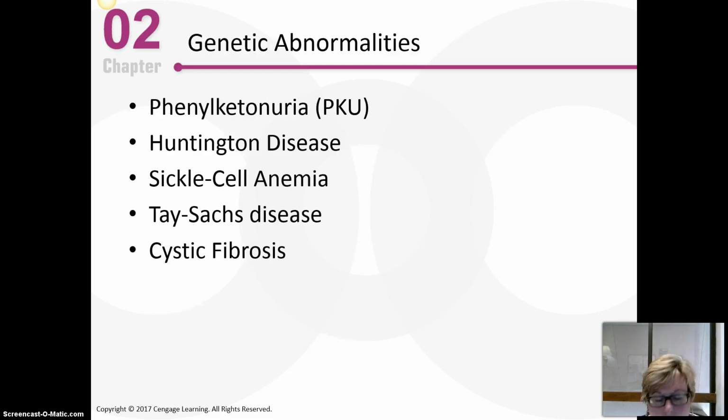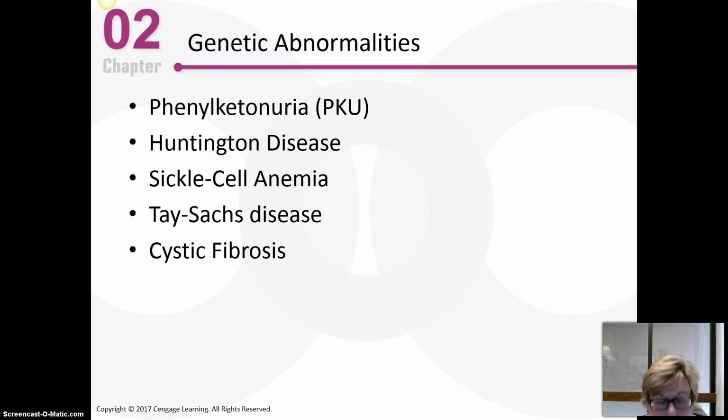Now continuing on, we're going to try to get through this slide as well. There are some more genetic abnormalities, and you need to know genetic abnormalities are all diseases or disorders caused by a single pair of genes. You're going to see that again. If you're a book person, this is all found around page 56 in your text.